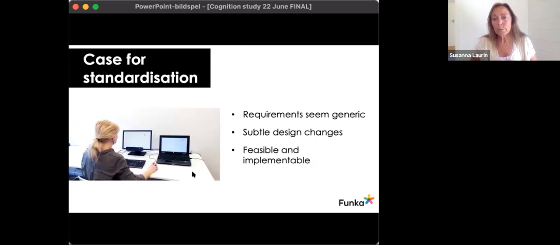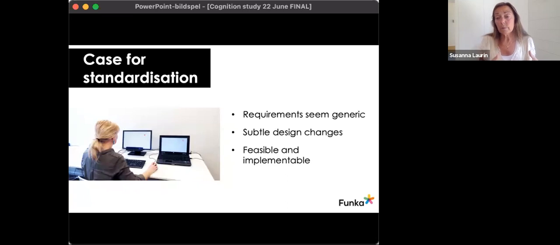I also would like to mention, of course, one of my favorite things is standardization. So there is really a case for standardization here. And this, of course, is also something that we have already been looking into from Funka in another one of our research projects on cognitive criteria, where we have tried to test new criteria for cognitive accessibility.